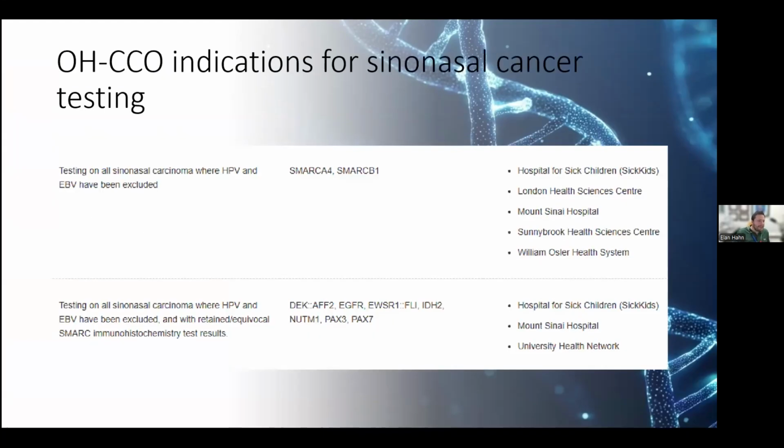And this is the CCO indications for sinonasal tumors. Once you exclude viruses and SMARC deficiency, then DNA and RNA are warranted to look for fusions such as DEK-AFF2, EGFR exon 20 insertion mutations, which characterize inverted papillomas, EWSR1-FLI1 fusions, which would be another squamoid type of malignancy, adamantinoma-like Ewing sarcoma, IDH2 for SNUC, NUTM1 fusions for NUT carcinoma, PAX3 and PAX7 for biphenotypic sinonasal sarcoma. And the DEK-AFF2 is a squamoid carcinoma that's driven by that fusion.